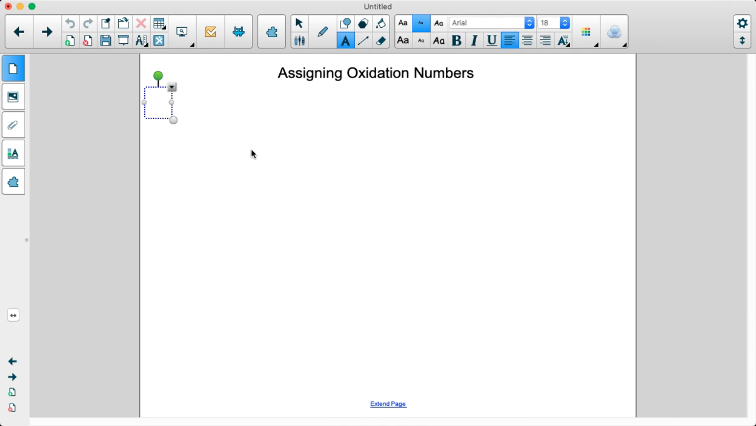All right, I'm going to go through assigning oxidation numbers. The first thing we're going to do is go through 5 or 6 different rules. You want to have those on the back of your periodic table.